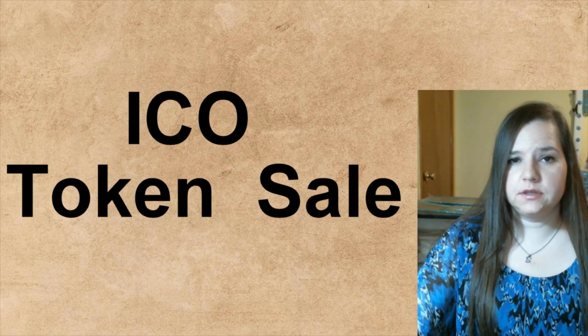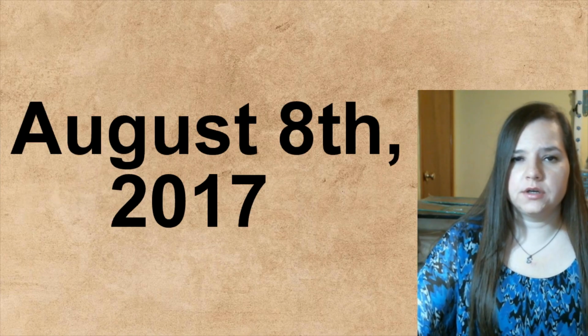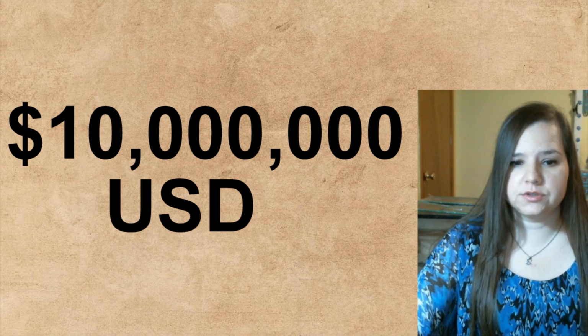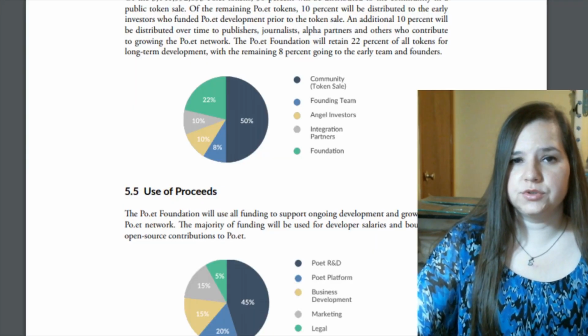Now a bit about the ICO Token Sale. So it started on August 8th, 2017, and Po.et reached their fundraising goal of $10 million US. Now let's look at the token distribution graph. So you can see they have 2 different graphs here. One's for token distribution and the other one is for use of proceeds.